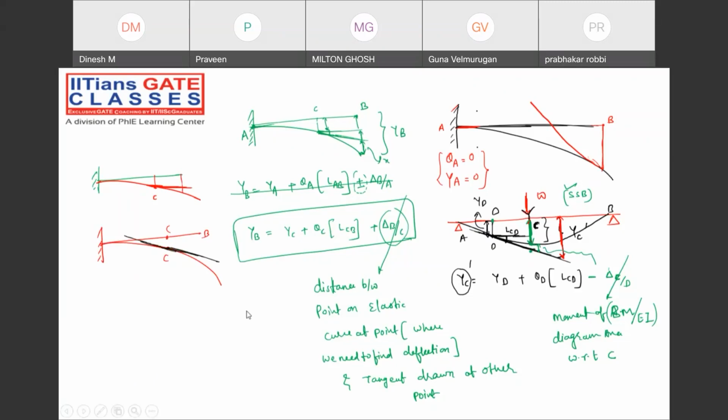Here the slope at the point C will be like this, and slope at point B will be like this. All of you understanding or not? Tell me, guys, both are different. Both the slopes are different. Yes or no, guys? Yes.